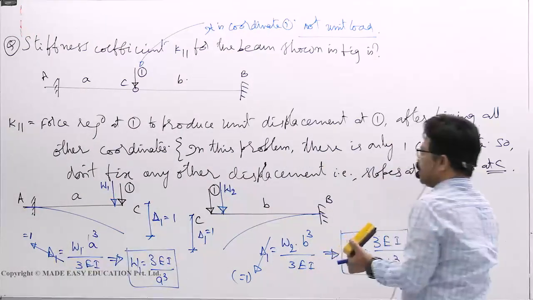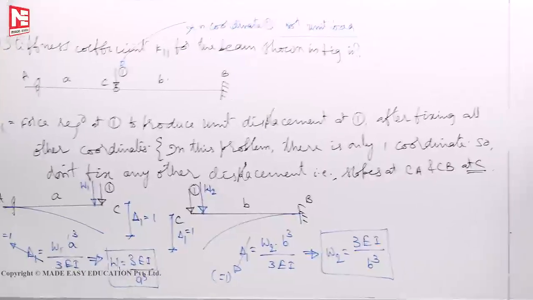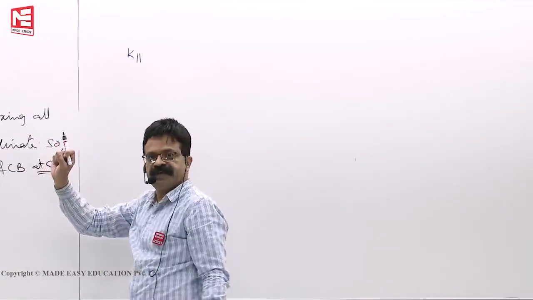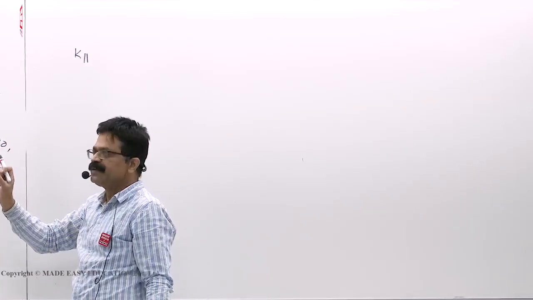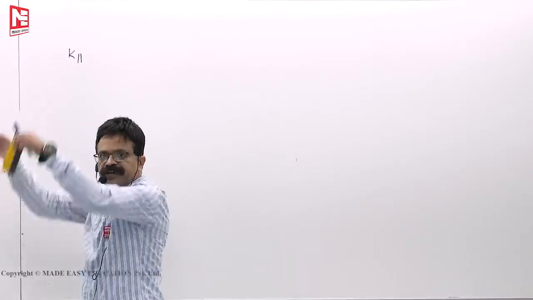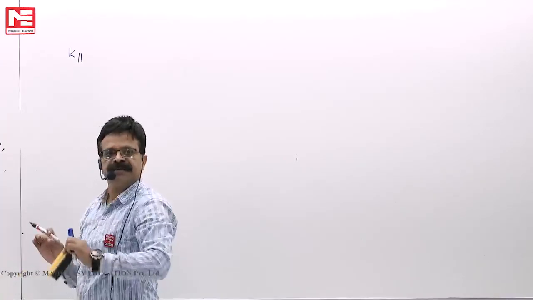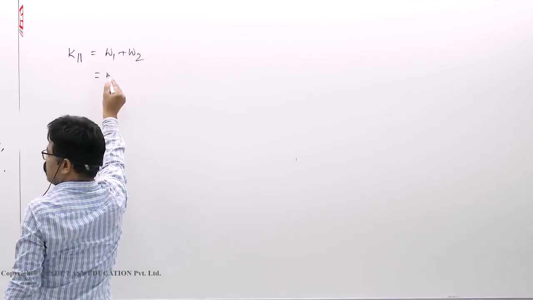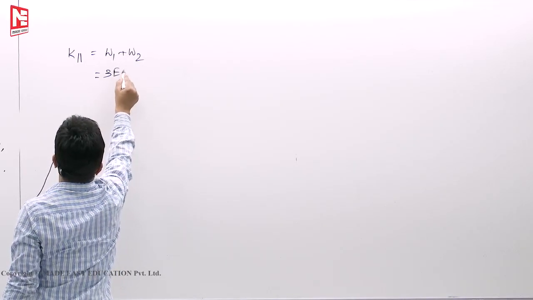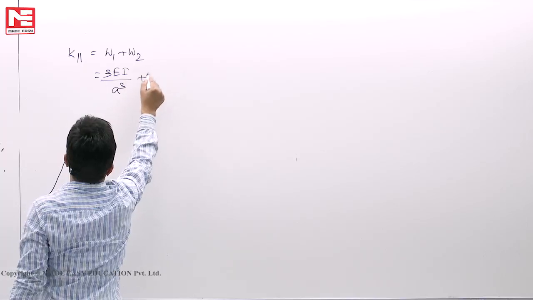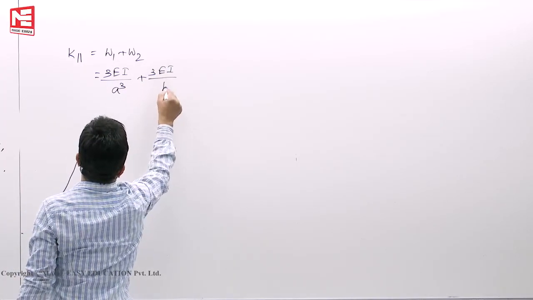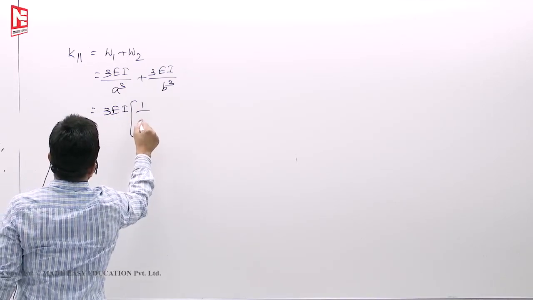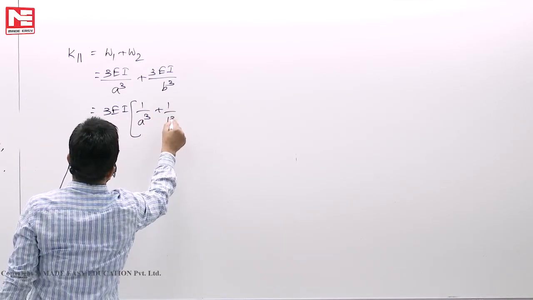So since we have to add them, for K11, I have to deflect AC as well as CB, both I have to deflect. That means W1 plus W2 both I have to add, otherwise both beams will not come down. So K11 now stands for W1 plus W2. So W1 is 3EI by A cube plus W2, 3EI by B cube. Taking 3EI as a common factor, 1 by A cube plus 1 by B cube.